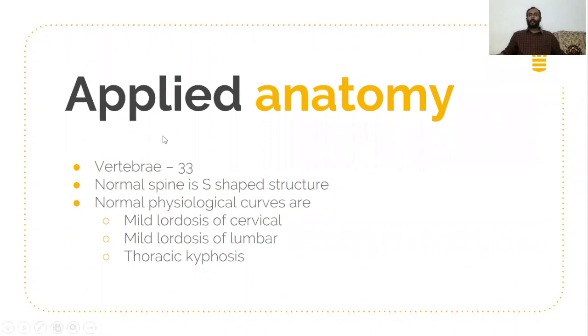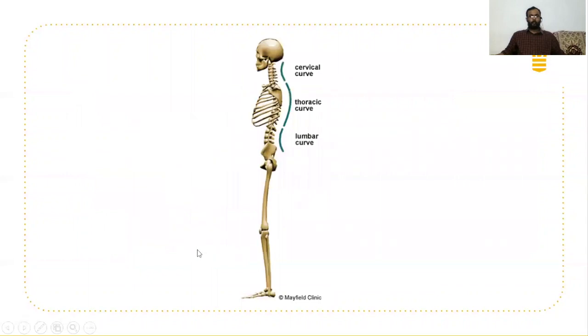Coming to applied anatomy of spine, all of you know that the vertebrae total 33 and the normal spine is S-shaped, in which there is a mild lordosis in cervical and lumbar and kyphosis in thoracic spine. Actually, it is S-shaped with mild lordosis of lumbar spine and cervical spine and kyphosis of thoracic curve.